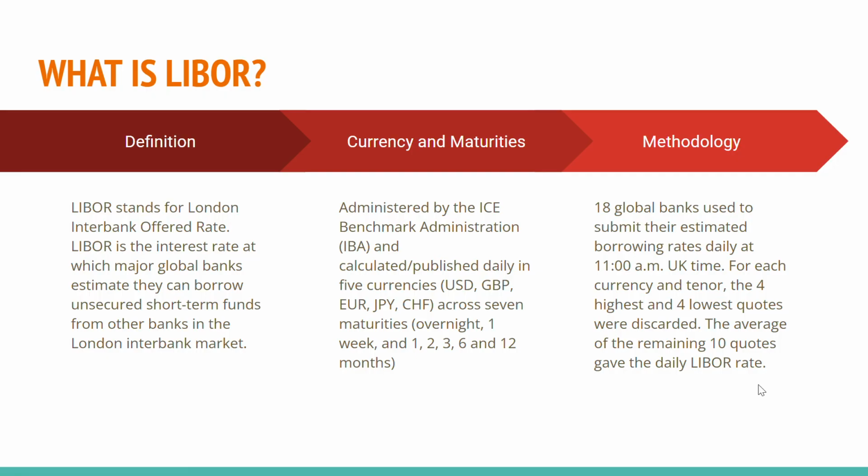This daily LIBOR rate was for different maturities, like overnight. For example, overnight maturity means if you want to borrow funds overnight, then you can check the overnight LIBOR rate. This will be the rate at which you can borrow funds. And then 1 week, 1 month, 2 months, 3 months, 6 months, and 12 months. These were the maturities, and there were five currencies for which LIBOR rates were quoted. So LIBOR is the interest rate at which major global banks estimate they can borrow unsecured short-term funds from other banks in the London interbank market.